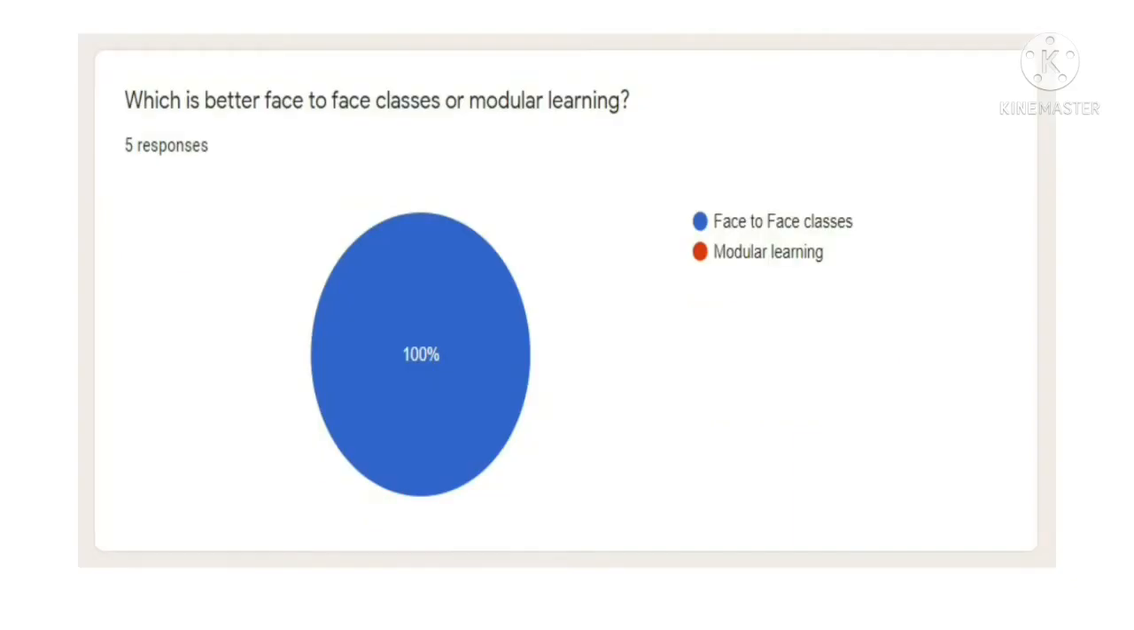The second question is, which is better, face-to-face classes or modular learning? So, there are only two choices that they need to choose. The first one is the blue color, which is the face-to-face classes, and the red one is modular learning. So, 100% of the respondents, or all of the respondents, responded to face-to-face classes. They say that face-to-face classes is better than modular learning.